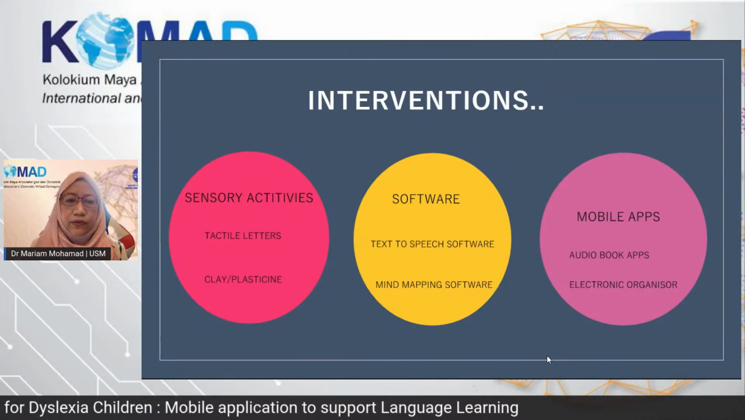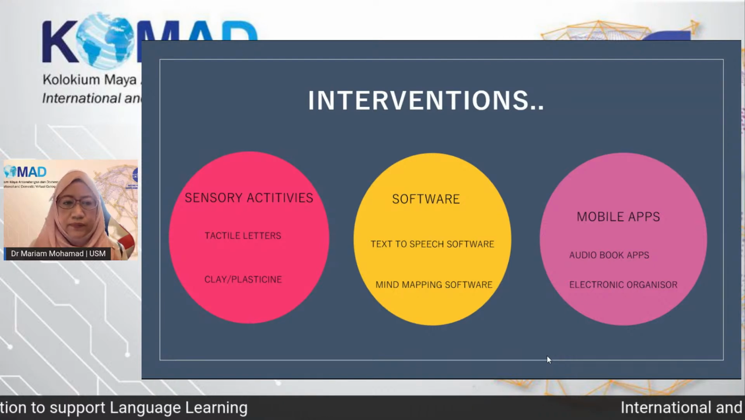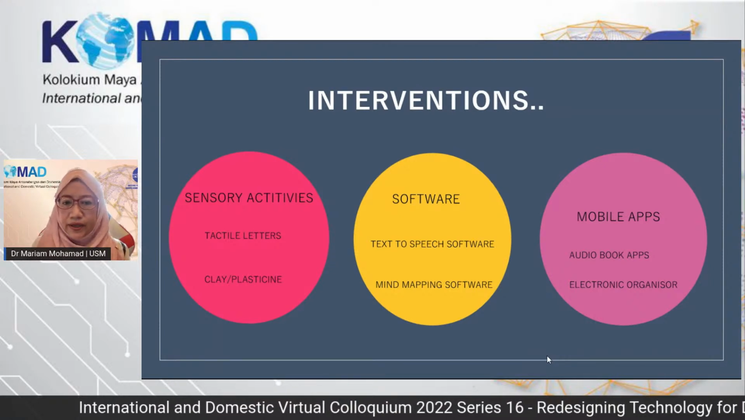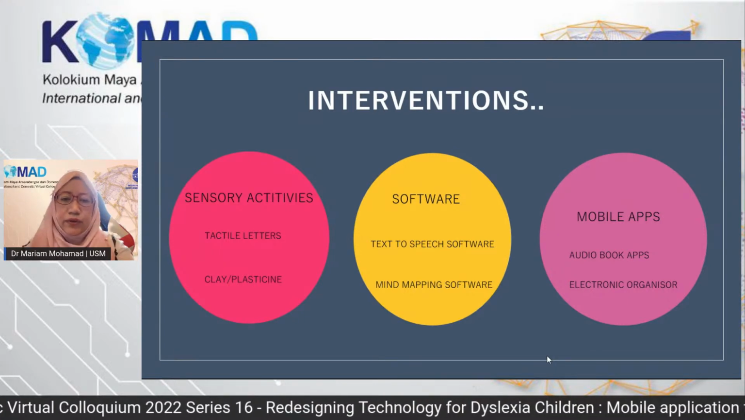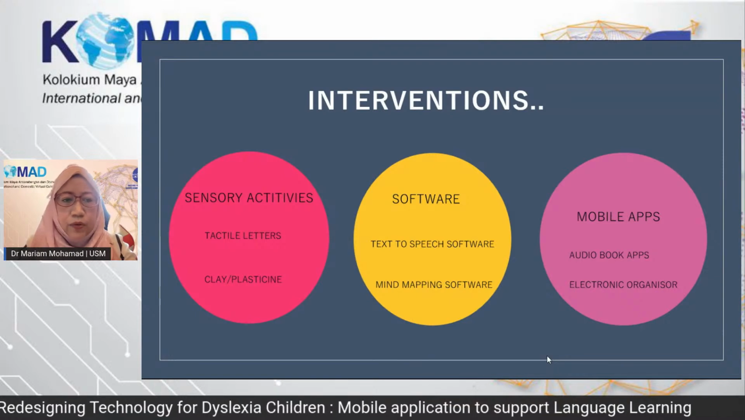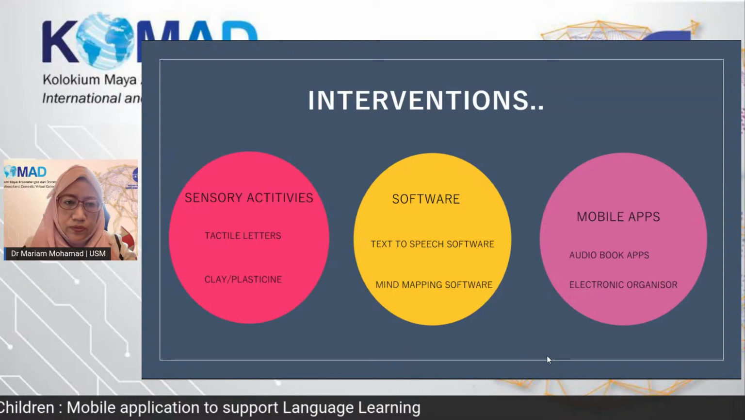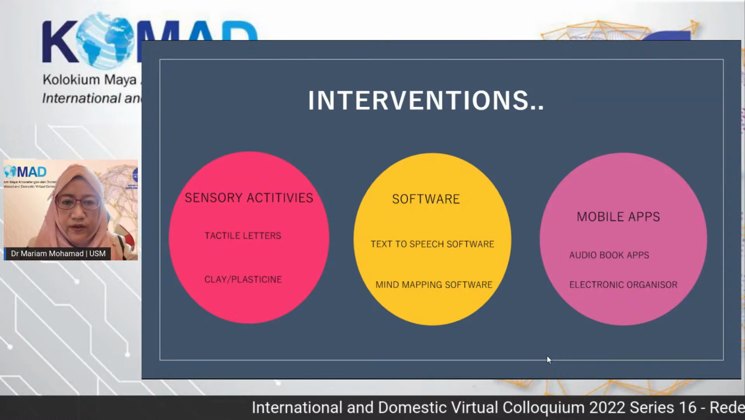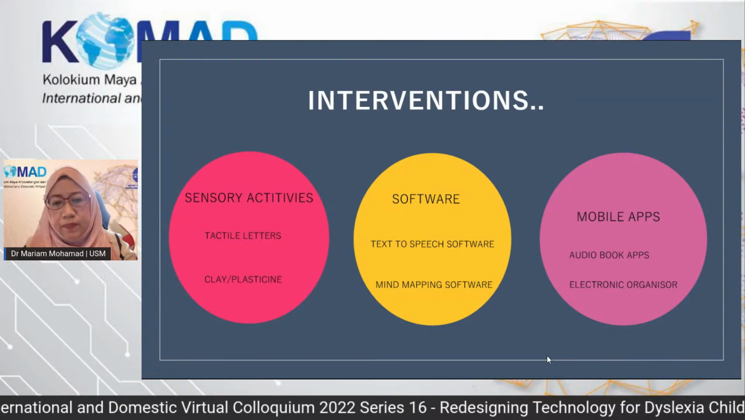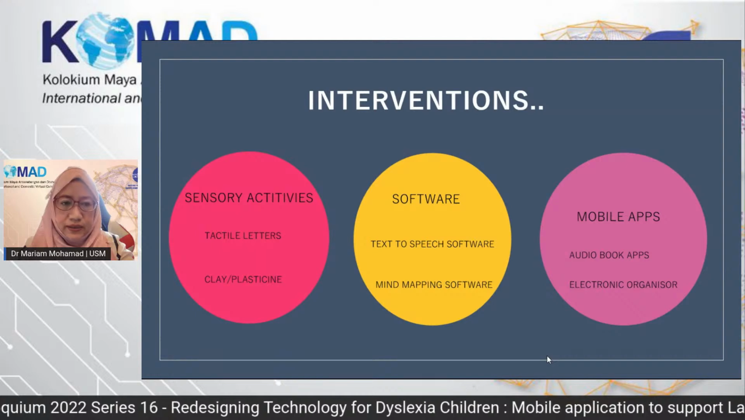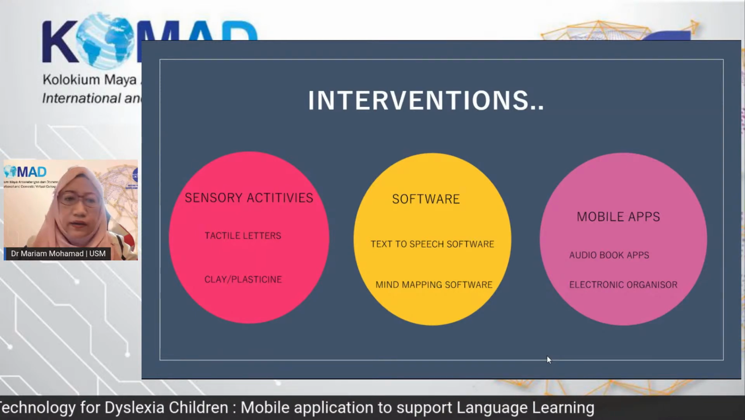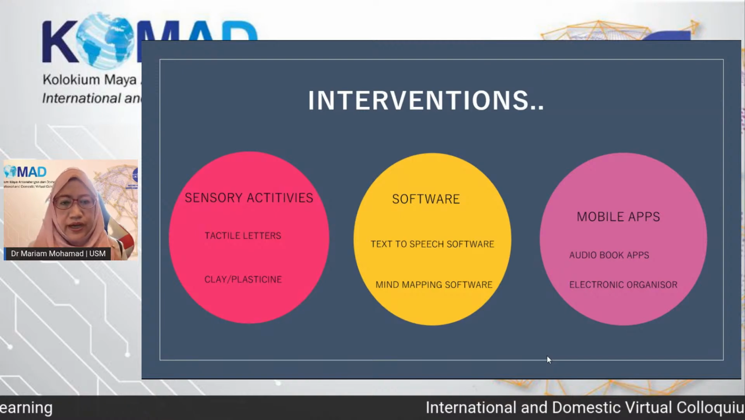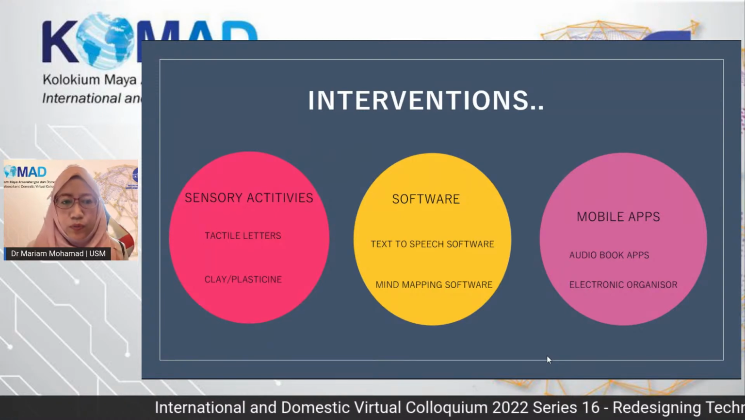And then we can also use clay or plasticine, for example, to help these children to mold and create something from the clay or plasticine. They can make their own alphabet by this plasticine and clay. And then we also have software, for example, text to speech software, which transforms the text into audio. So this will help the dyslexia children to read faster, because of this software rather than the traditional method. And then mind mapping software, which can help these dyslexic children to arrange their ideas. We can find, for example, Inspiration software where children can draw the idea into a mind map rather than write it in words or sentences.